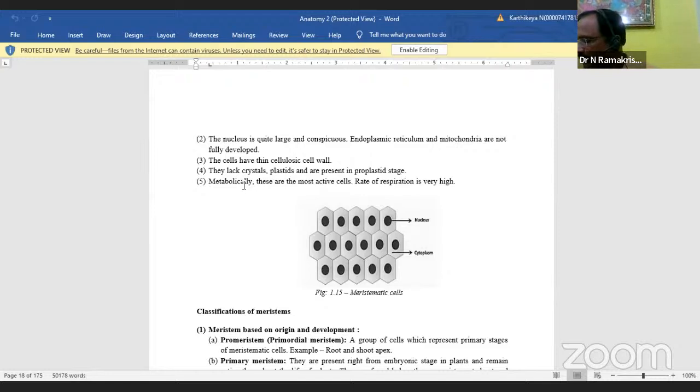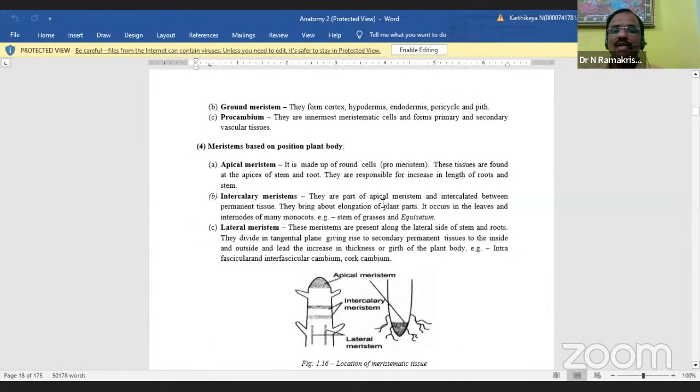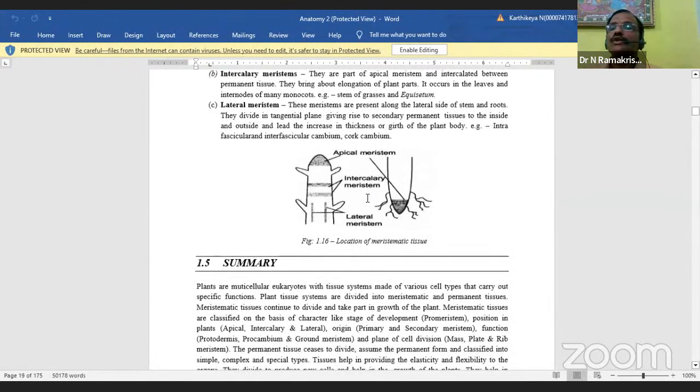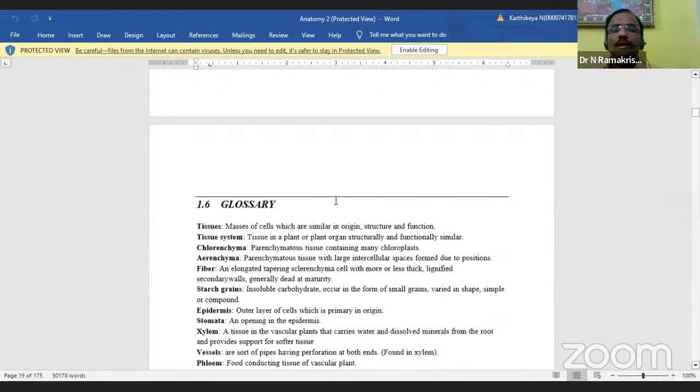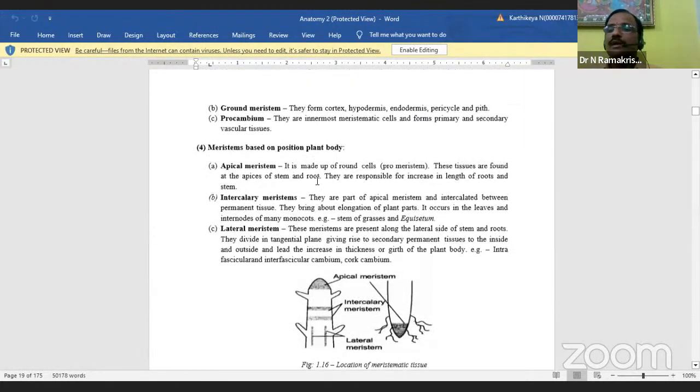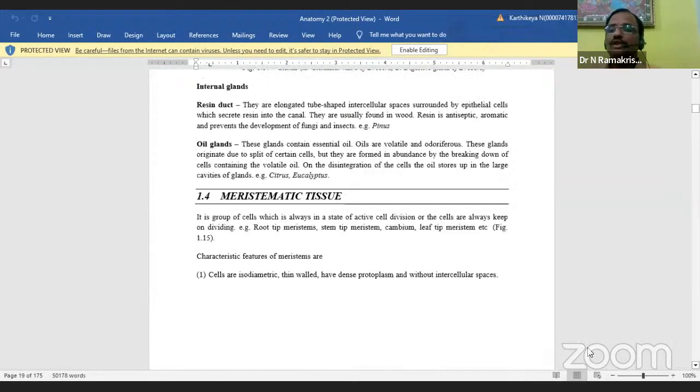Tissue systems is there in your book. Next point, now we are going to the tissue systems. So what is the meaning of tissue systems? A group of cells, we call that tissues. Okay, a group of cells we call tissues. So next point, what is the meaning of tissue systems?